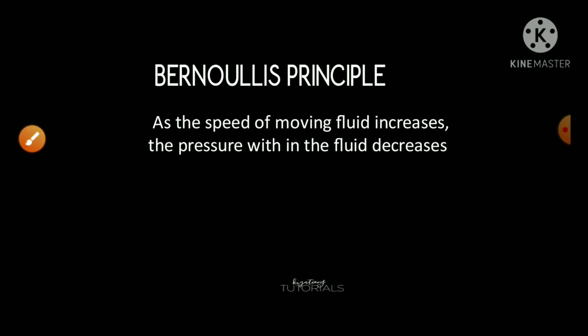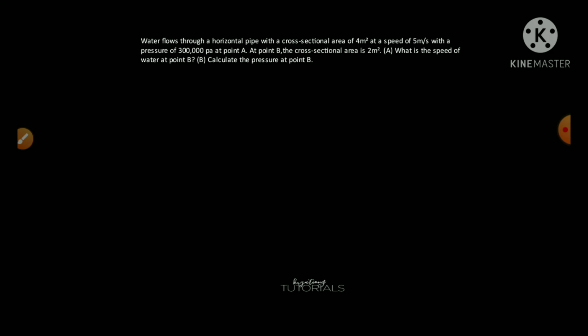Let us have a real life example to illustrate this relationship. We have here a problem. Water flows through a horizontal pipe with a cross-sectional area of 4 meters squared at the speed of 5 meters per second with a pressure of 300,000 pascals at point A. And at point B, the cross-sectional area is 2 meters squared. The first thing that we have to find is the speed of water at point B, and the second thing is to calculate the pressure at point B.